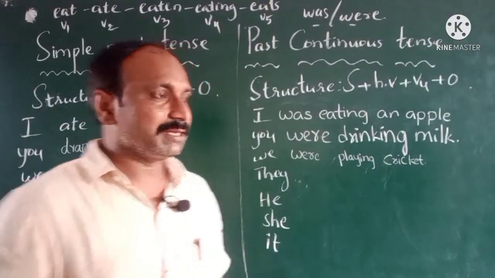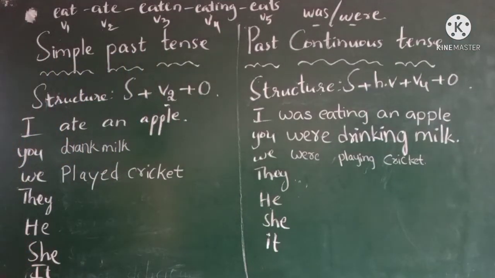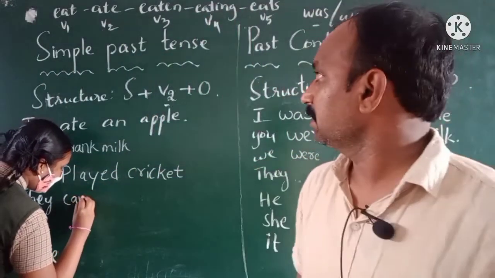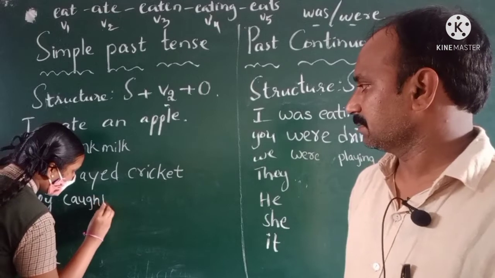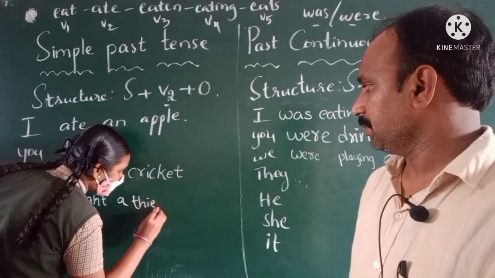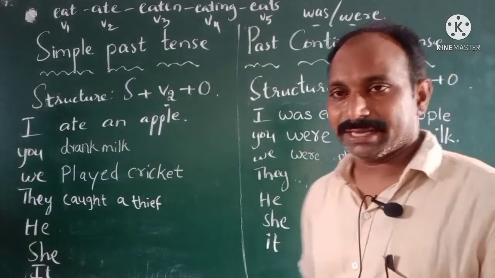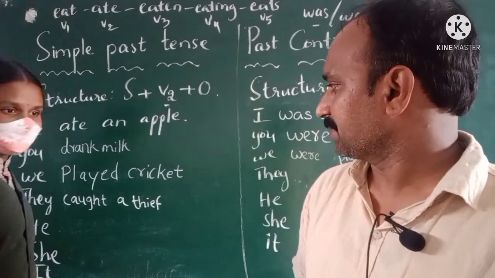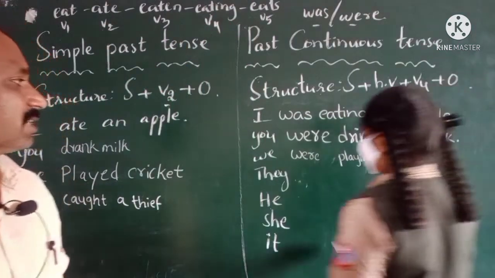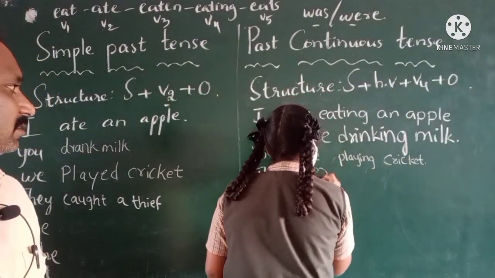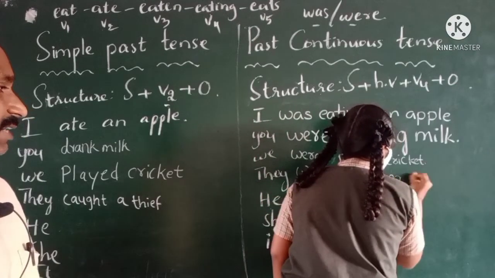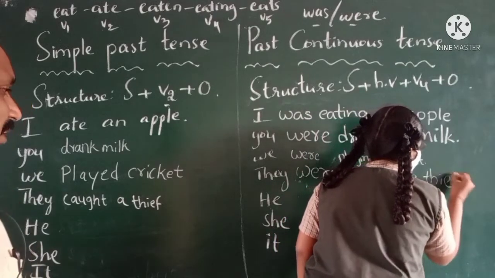Next, Bhavya, can you write one example for this simple past tense? As you write, you have to read. They caught a thief. They caught a thief is the example for simple past tense. And next, Akhila will write an example for the past continuous tense. You say as you write. They were catching a thief. Very good example.